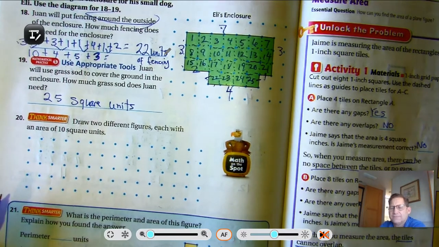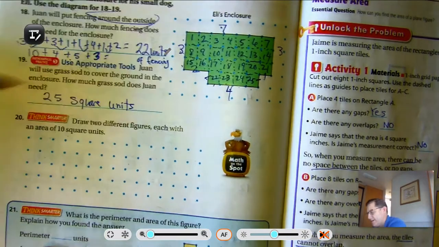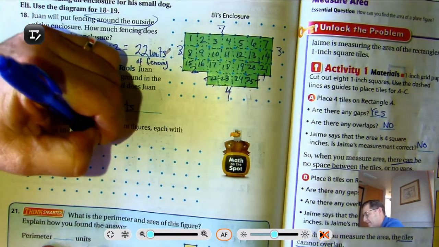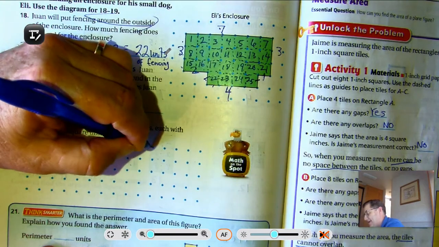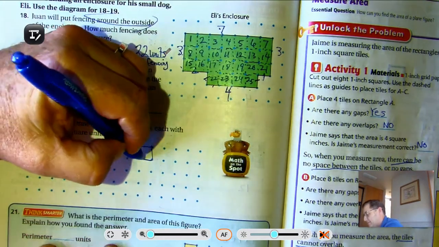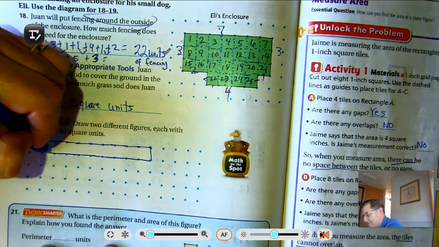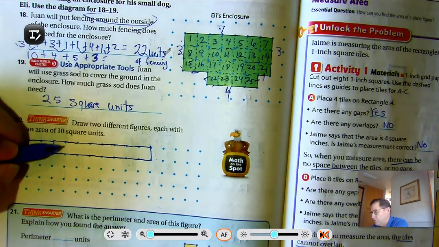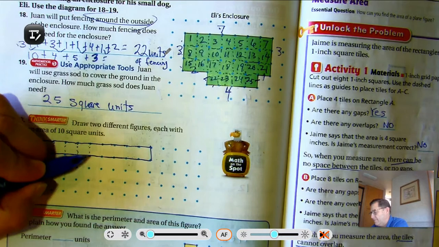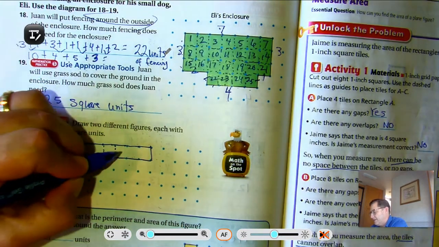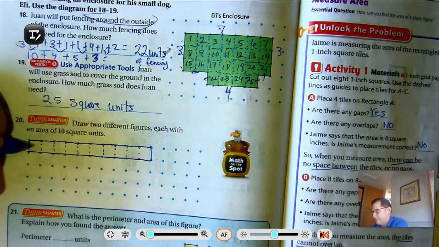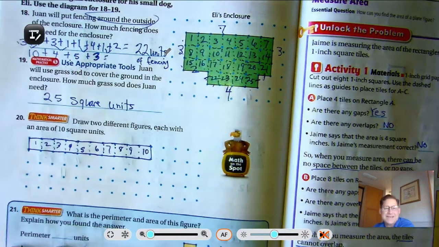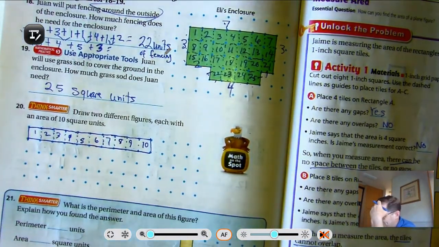Well, wouldn't one row of 10 be 10 square units? I think it would be, right? Let's see. So 1, 2, 3, 4, 5, 6, 7, 8, 9, 10. Okay, is that 10 squares? 1, 2, 3, 4, 5, 6, 7, 8, 9, 10. Okay, 10. Now, what's another way of making 10?